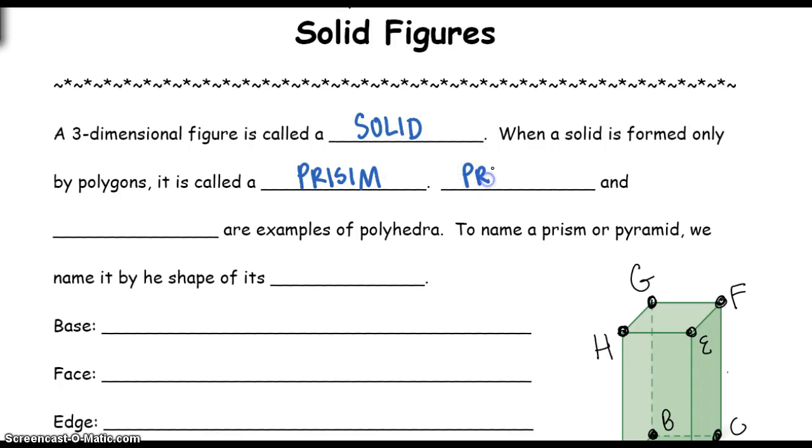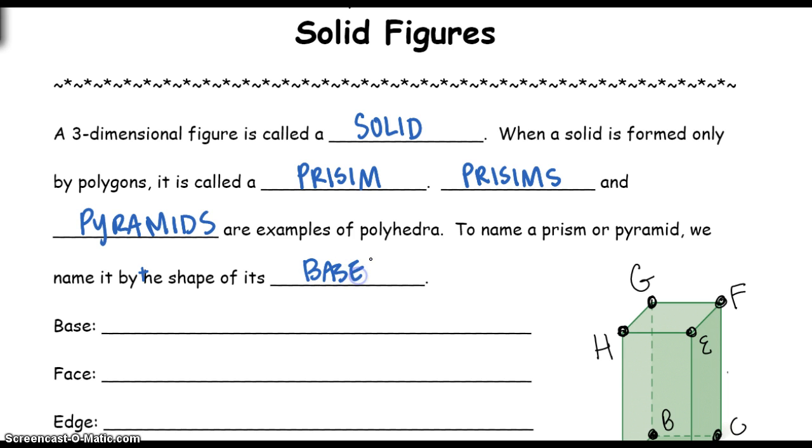And prisms and pyramids are examples of polyhedra. So a three-dimensional figure is a solid, any three-dimensional figure. When a solid is formed only by polygons, remember what a polygon is too, no curves, right? It's called a prism. Prisms and pyramids are examples of polyhedra. To name a prism or a pyramid, we name it by the shape of its base.